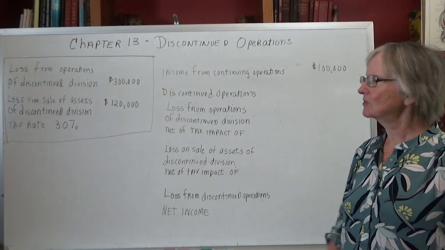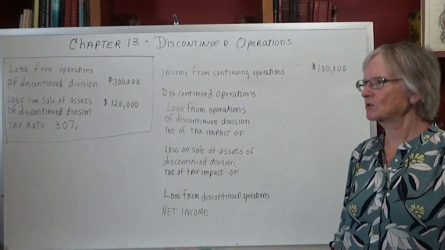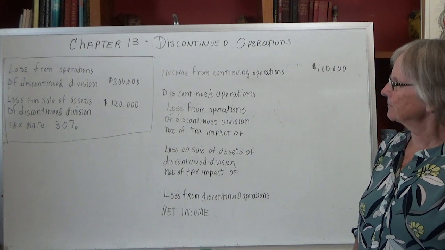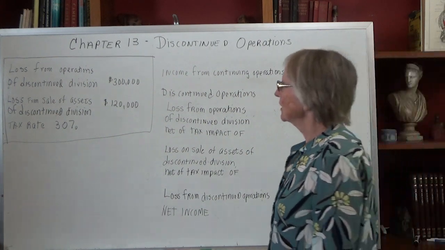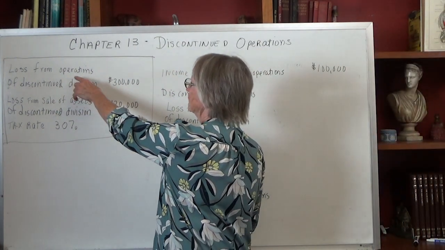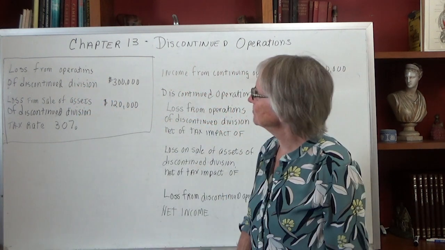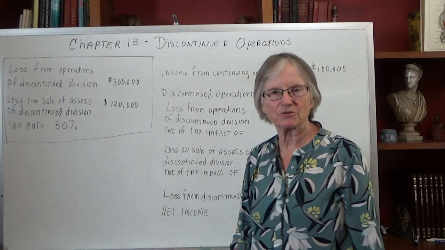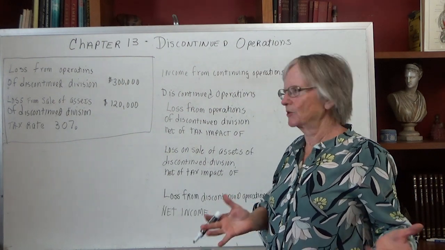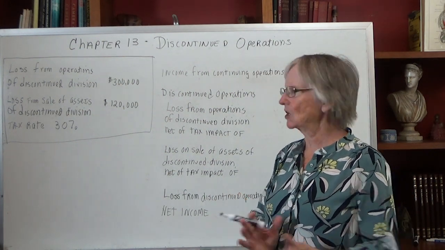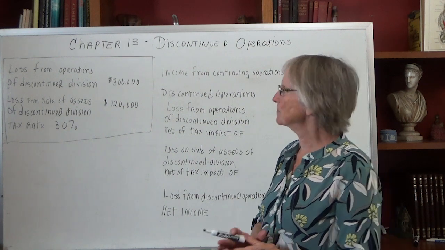Okay, so how do we account for discontinued operations? This will just be an example of that. Let's say we've got a company that has a loss from operations of the discontinued division, and the operating loss was $300,000. So maybe it was sold in October or November, and it had an operating loss all year, and we have to account for that.